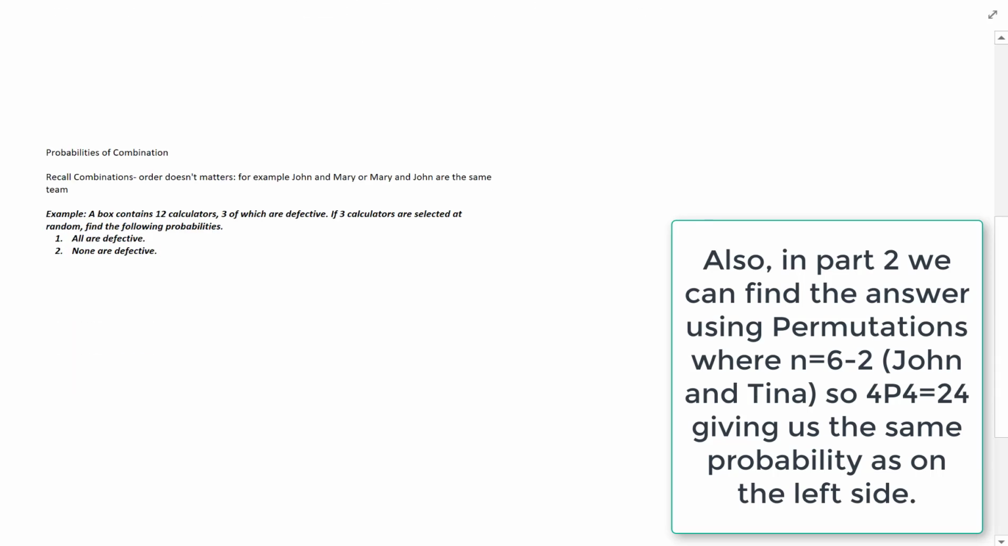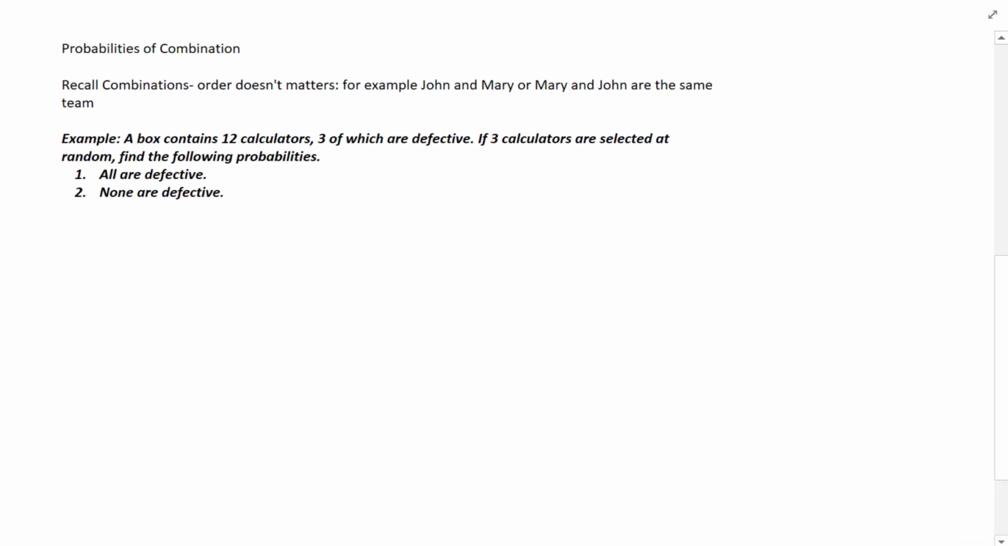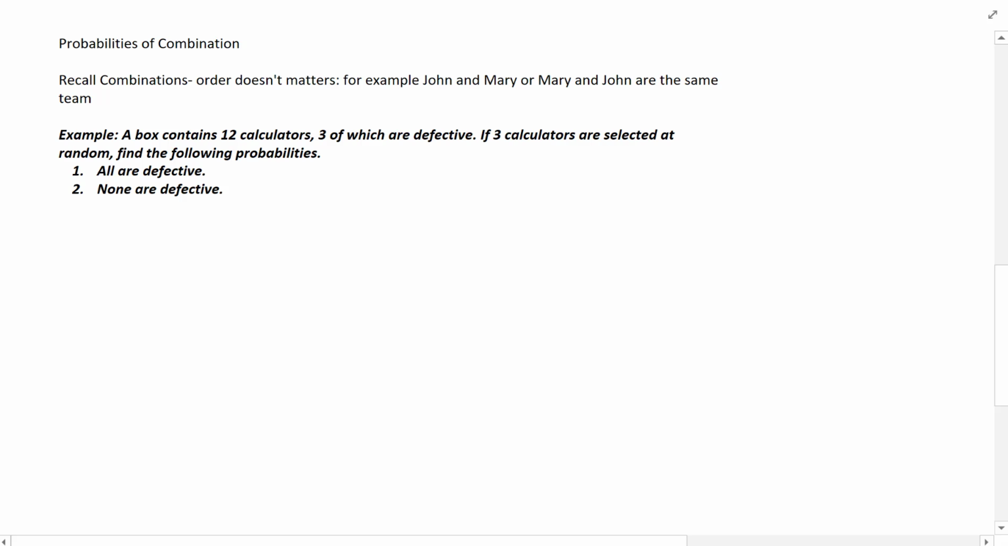Now let's take a look at probabilities of combinations. So recall, with combinations, order doesn't matter. In this case, an example would be John and Mary, or Mary and John, are the same team. So if we have to select 2 people at random, if we select John and Mary, or we select Mary and John, order doesn't matter unless it is specified in the problem, such as a male first and a female second, or other conditions that make order matter.